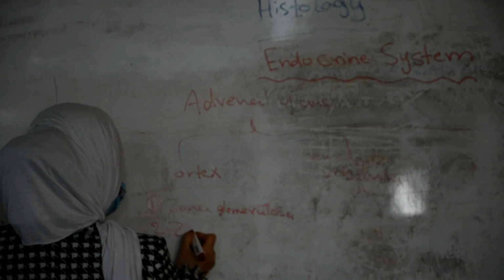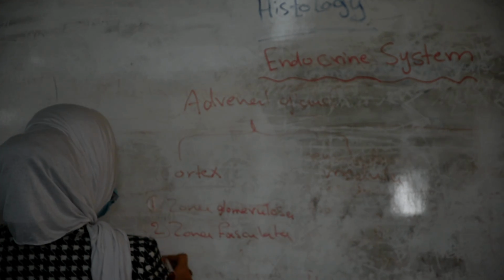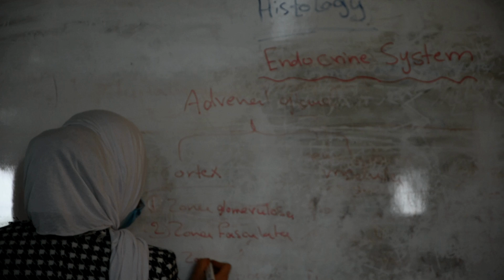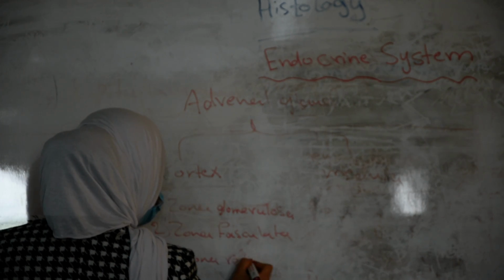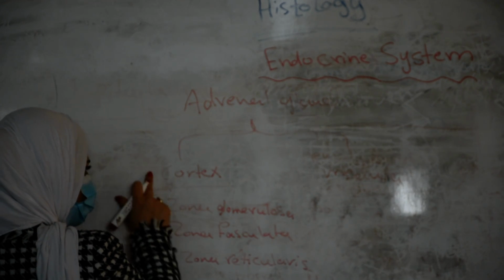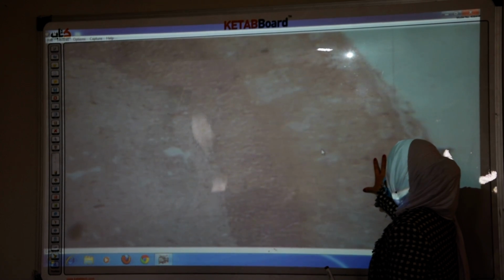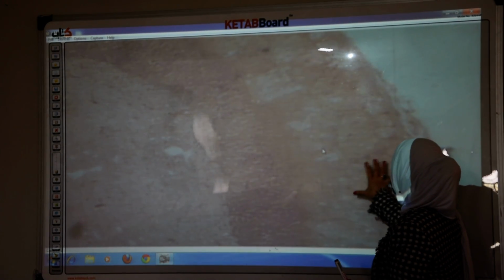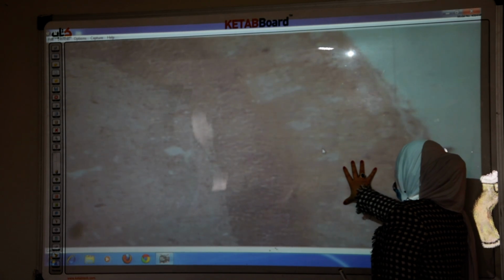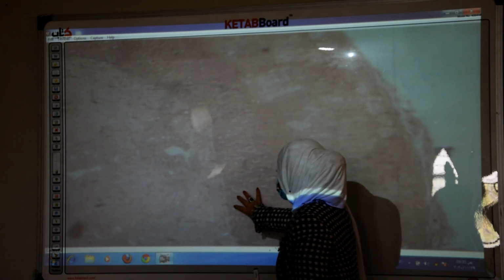The middle zona, fasciculata. And the innermost is zona reticularis. So all these three parts represent the cortex. At this slide, from outside to inside, it's not clearly explained, but it's starting zona glomerulosa, fasciculata, which is the large portion, and reticularis.